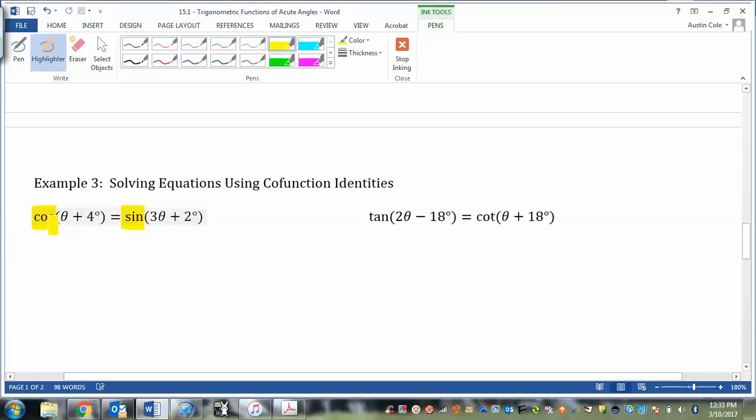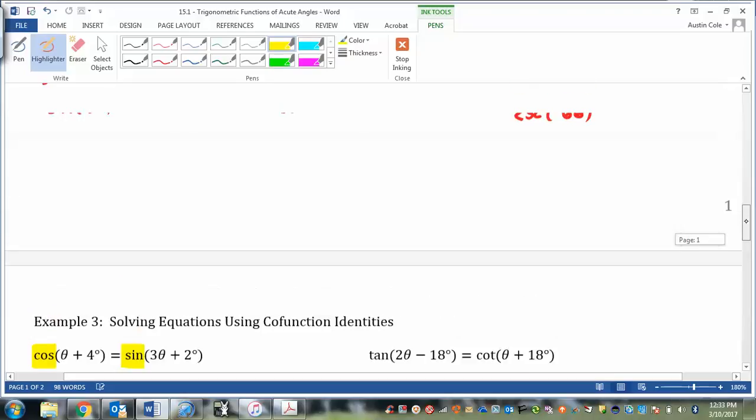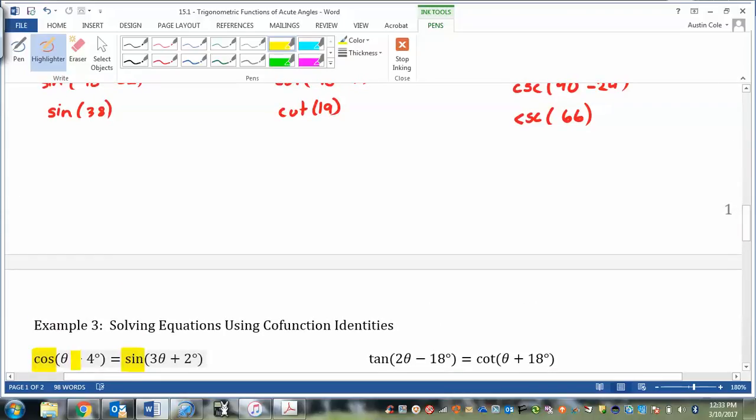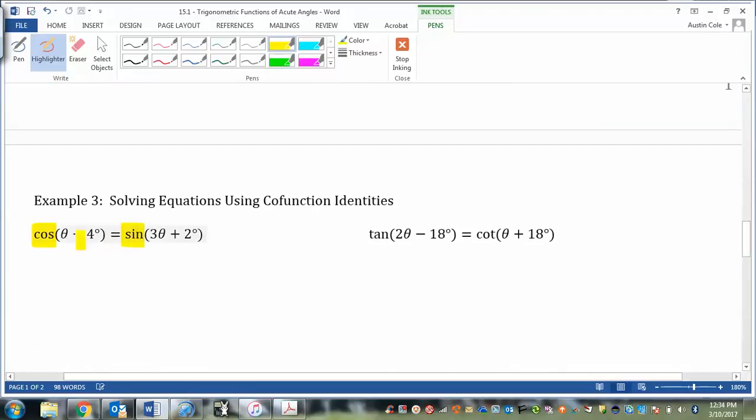All right? Now, we just learned that cosine of something is always equal to the sine of its complement, right? Complement from last class means 90 degrees, right? So I know if these truly are equal, because they are cofunctions, what do I know about theta plus 4 and 3 theta plus 2? They've got to equal 90. Since they're set equal and since these are cofunctions, I can say theta plus 4 needs to equal 3 theta plus 2.